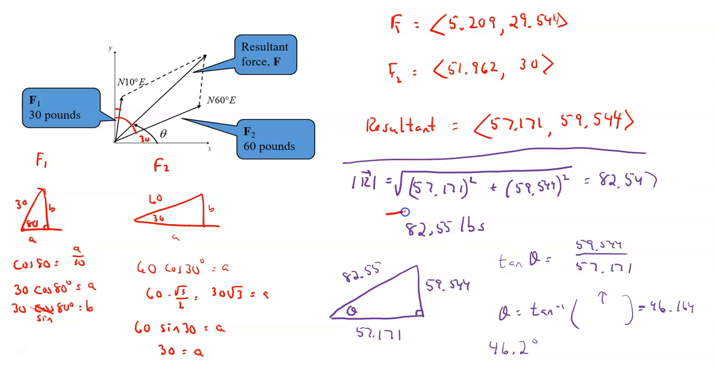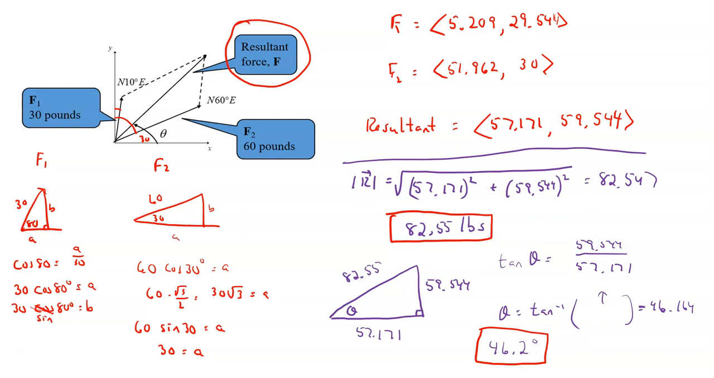So if I want to box my answers, there's the number of pounds, there's the degrees that go with this resultant force. So if you're pulling on these, or these two forces are acting on this object, then the result is that 82.55 pounds of force are going to be going in a direction 46.2 degrees from the horizontal.